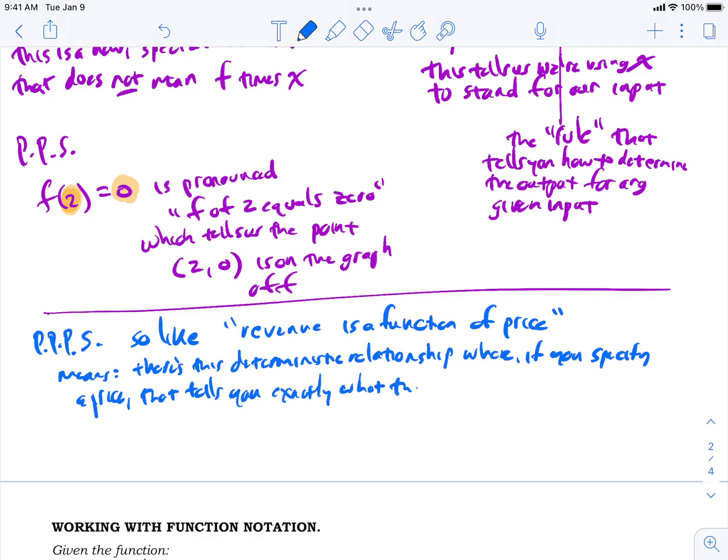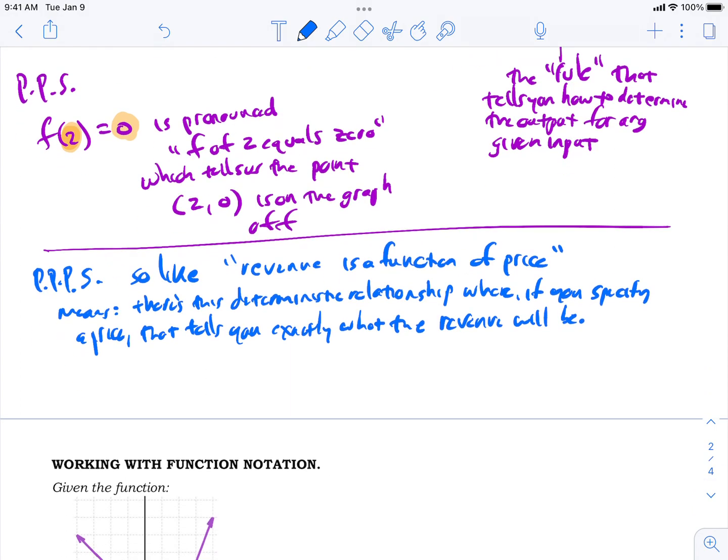You tell me the price, I will tell you the revenue. That's what a function means. It tells you exactly what the revenue will be. So if somebody uses that kind of lingo, and especially if they're a scientist or engineer, they mean a lot when they say that. "It's a function of" means a lot.